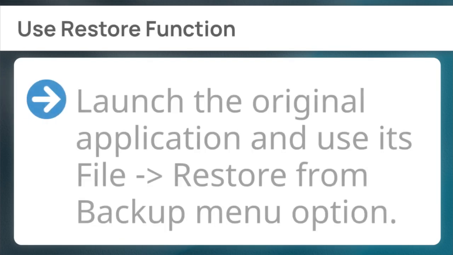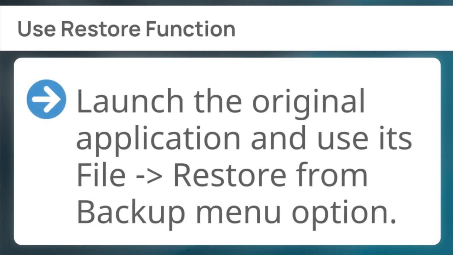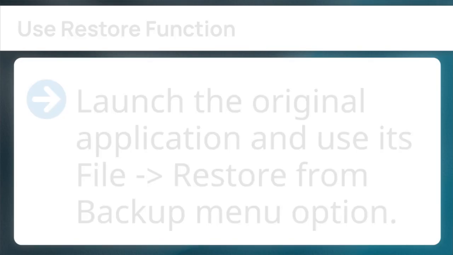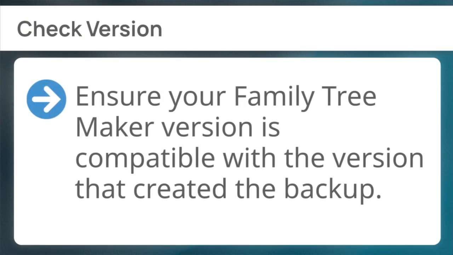Next, use the Restore function. Launch the original application and use its File, Restore from Backup menu option. Finally, check the version. Ensure your Family Tree Maker version is compatible with the version that created the backup.